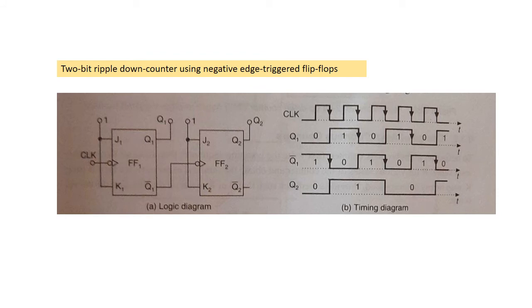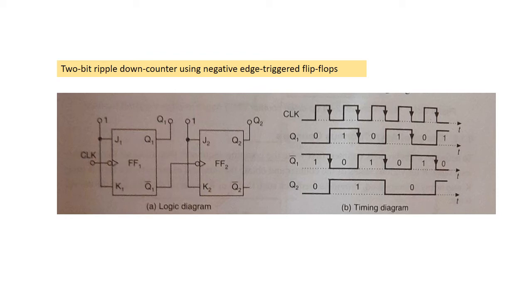2-bit ripple down counter using negative edge triggered flip-flops. A 2-bit down counter counts in the order 0, 3, 2, 1, 0, 3, etc. That is 00, 11, 10, 01, again 00, 11, 10, 01, and it goes on. The figure shows a 2-bit ripple down counter using negative edge triggered JK flip-flops where the values of J and K are connected to 1, that is a toggle condition, and its timing diagram.